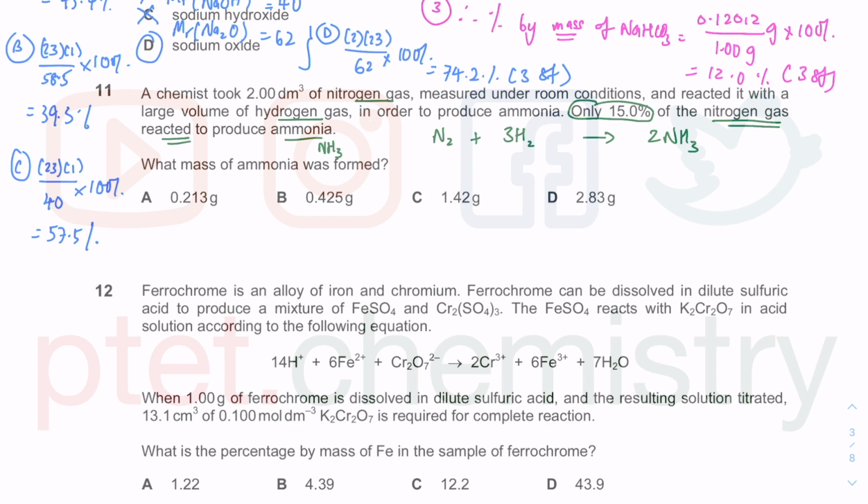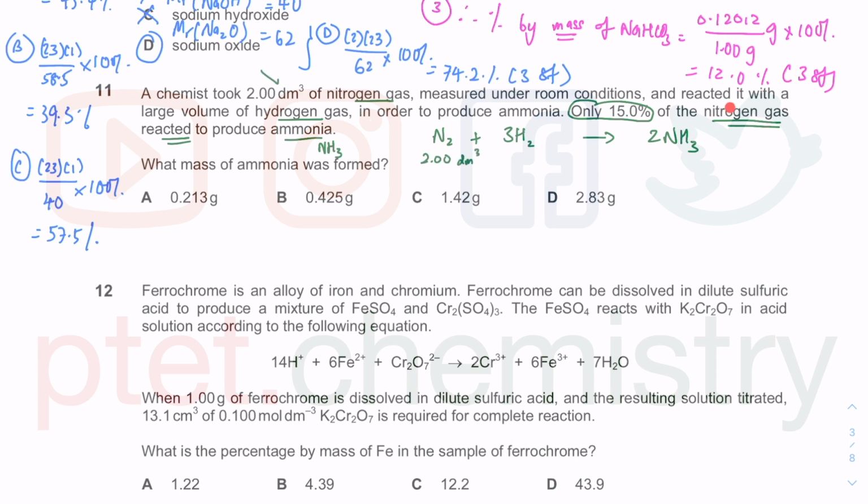So this is a balanced equation, meaning to say 1 mole reacts with 3 mole to give you 2 mole. This equation assumes 100%. Everything from here goes here. But the question tells you only 15% reacts. So first of all, I have 2.00 dm cubed. This is what I put in.